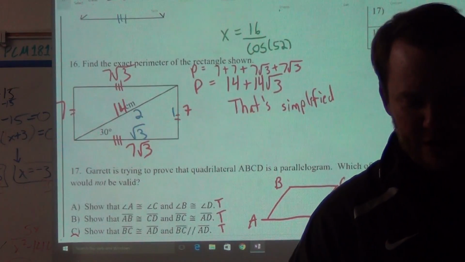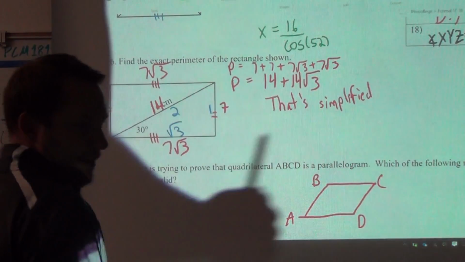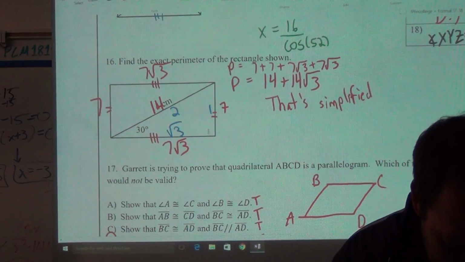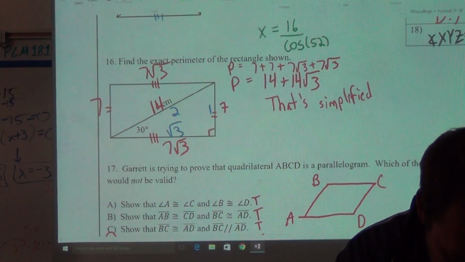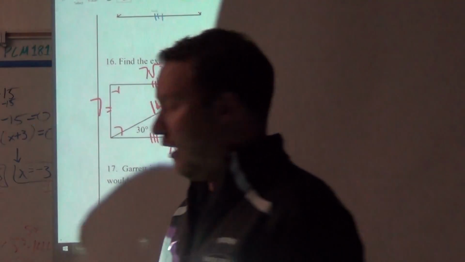For number 16, you're going to utilize a 30, 60, 90 triangle within a rectangle, recognizing that in a rectangle you will have right angles. And this unlocks the possibility of 30, 60, 90 triangles.